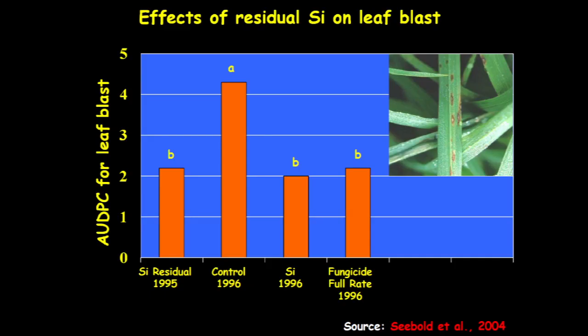We did a further study where we looked at a 1-year residual, and we compared that to a fresh application and then full rates of fungicide. So here's a 1-year residual. And so what if you pay $100 in year 1, but it's effective in year 2? Well, then it amortizes. It costs you $50.